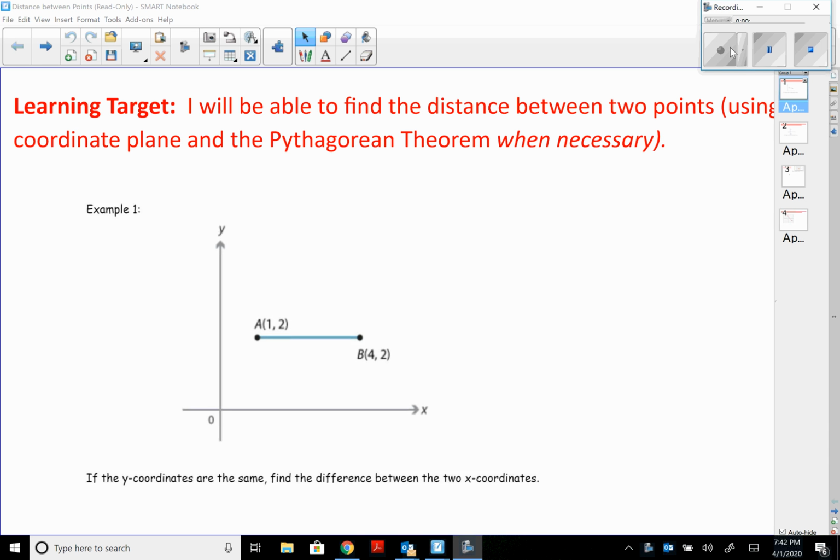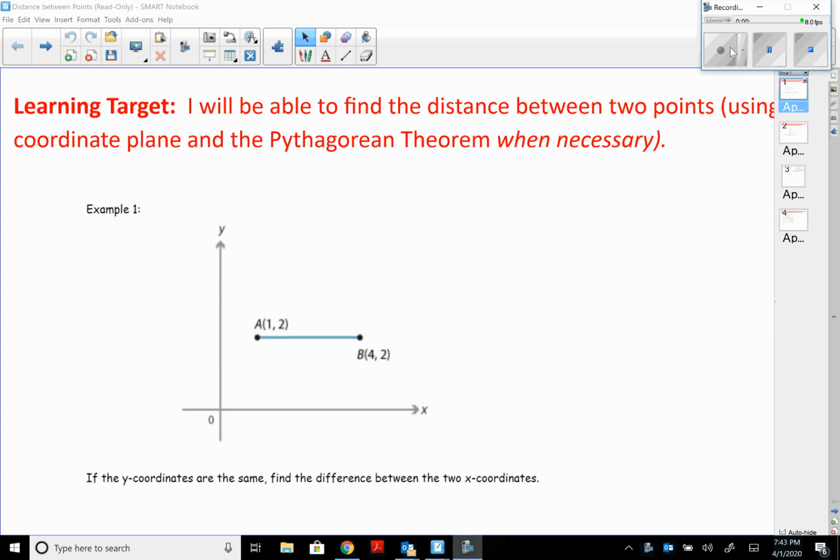Everyone. Our learning target for the next few practice things that we're going to do is to be able to find the distance between 2 points using a coordinate plane and many times also using the Pythagorean theorem. So we're going to do 4 examples together, and I want to make sure that you are taking notes because you are going to submit these notes to me this week. So make sure you're taking notes.